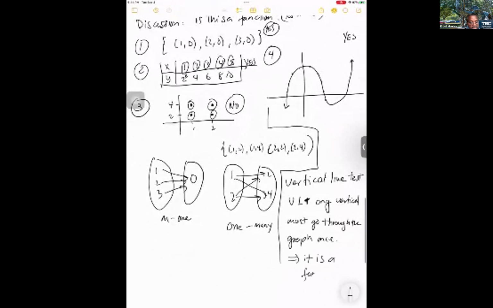Of course, if the vertical line goes through the graph more than once, we will see an example on Thursday, then it is not a function.